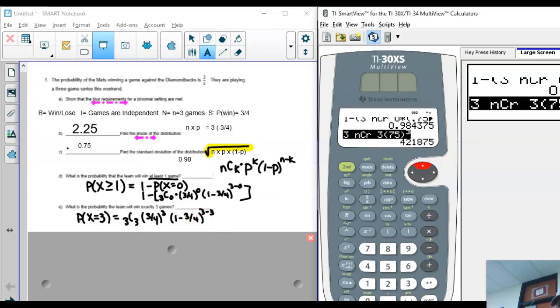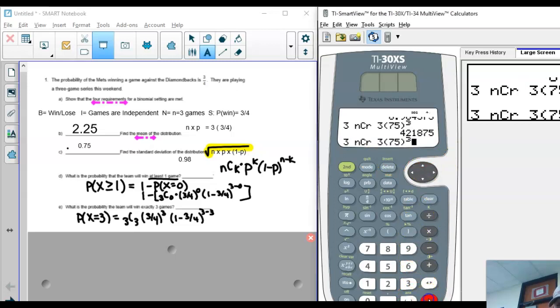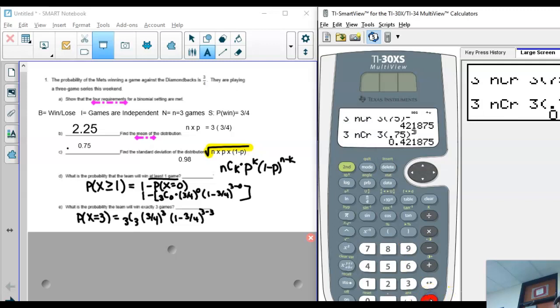I'm going to go back up here. I'm going to hit enter. I forgot to put the decimal point. So one thing you should know, anytime you're doing this, you need to get a decimal for your answer. And that's how I knew immediately that I was wrong. And there we go. Now let's try it again. 0.421875. So if we round just to the nearest hundredth, our answer here for part E is 0.42.